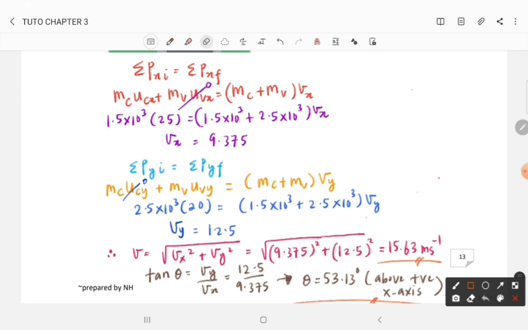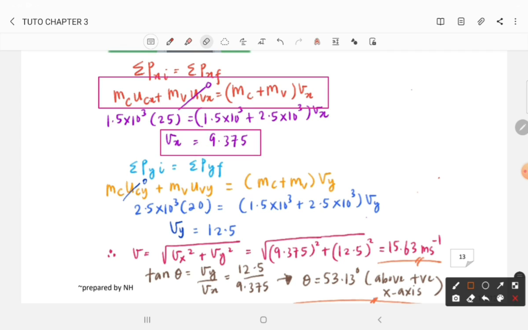So since the collision is perfectly inelastic collision, for x-axis, the formula is mc ucx plus mv uvx is equal to mc plus mv multiplied with vx. So you substitute all the values, so finally you will get Vx is equal to 9.375. The value of initial momentum for van along x-axis is equal to 0 because van is initially travel along y. There is no momentum initial along x-axis for the van.